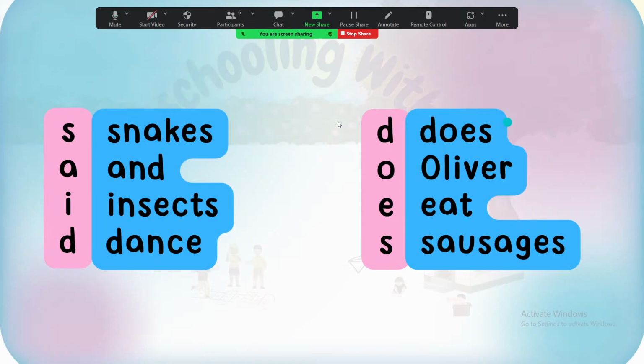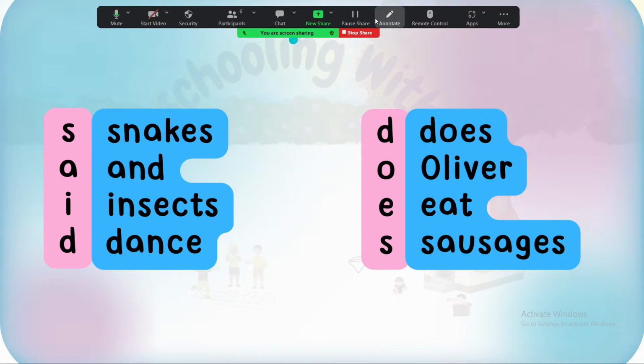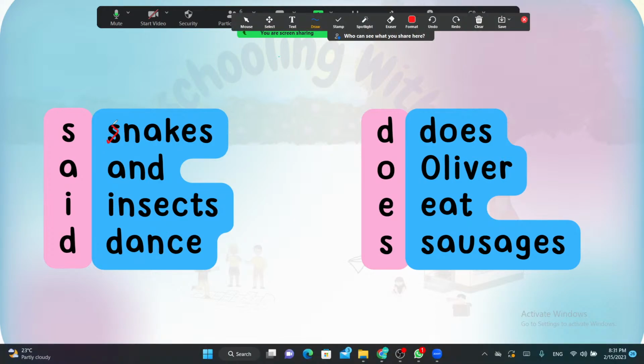Now, there are some other mnemonics as well that teachers use. I am just copying them here. For said, you can use snakes and insects dance. Snake and insect dance. So, how will the child remember? Snake and insect dance. Some children are not good at memorizing their spellings directly, but they can memorize some silly phrases. If you are giving songs to them, this is for differentiated learners.